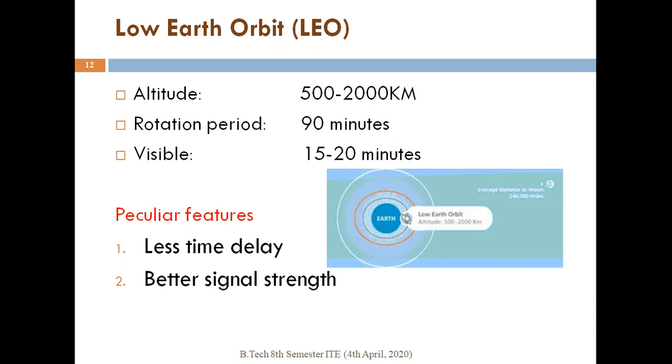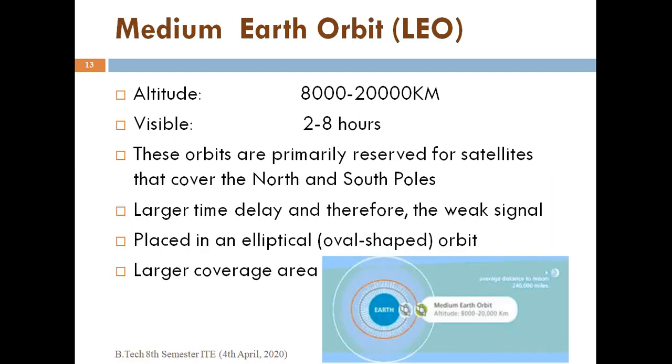Firstly, low Earth orbit. These are the satellites nearer to Earth compared to other types. The altitude is from 500 to 2000 kilometers from the surface of Earth. Rotation period is 90 minutes. They are visible for 15 to 20 minutes. The peculiar features are less time delay, because the distance is short, so obviously the delay will be small, and better signal strength, again because of the short distance. More the distance, more losses. So the peculiar features of low Earth orbits are less time delay and better signal strength.